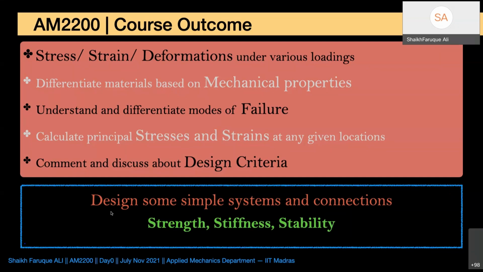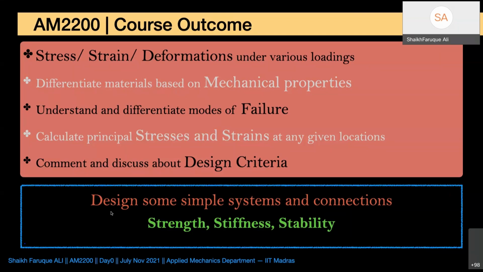Understand and differentiate between different modes of failure, how structures have failed. This is something called post-mortem analysis, a forensic study. After the failure of a structure, can you tell by looking at the failure what happened to the structure, what kind of loading led to that failure? Or, if you want to do it before the failure, you have to tell me what can happen given a loading on the structure, what kind of failure can happen.